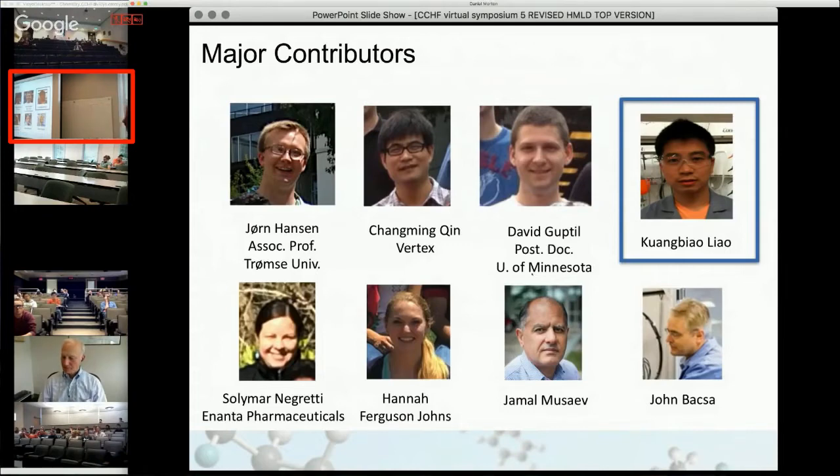So the contributions of Jamal Musayev, a computational chemist, and John Baxter, X-ray crystallographer, are really important for our understanding of how these catalysts work.